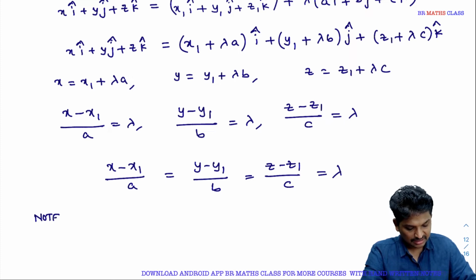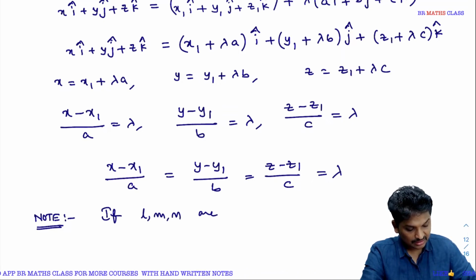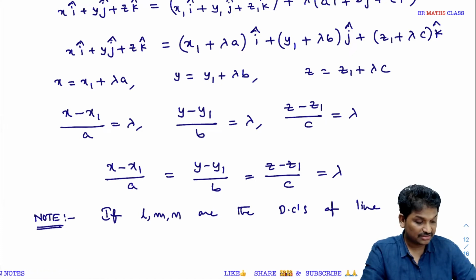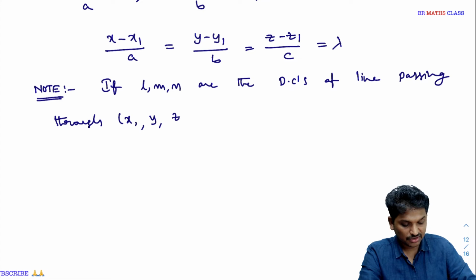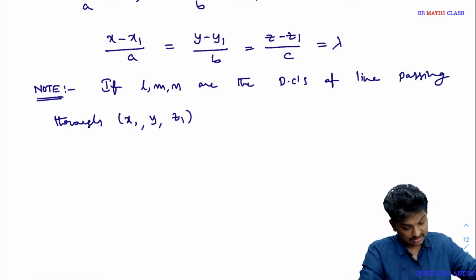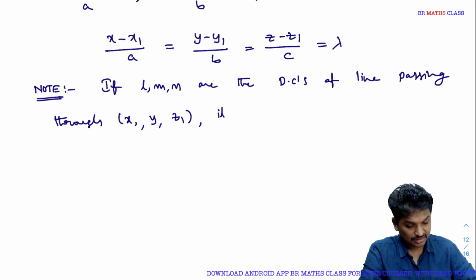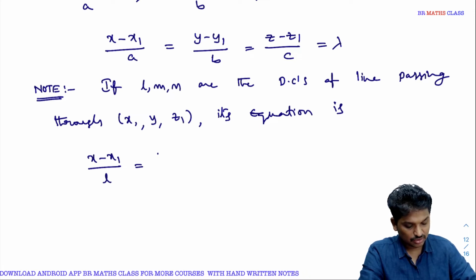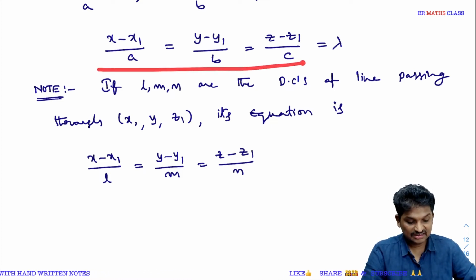Here, what is the note point? Suppose they have given like this: if l, m, n are the direction cosines of a line passing through the point x1, y1, z1, then its equation is (x minus x1) divided by l equal to (y minus y1) divided by m equal to (z minus z1) divided by n. Actually, this is the equation of a line.